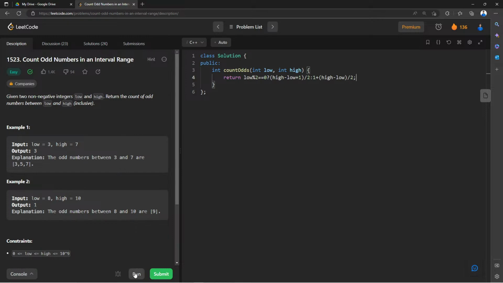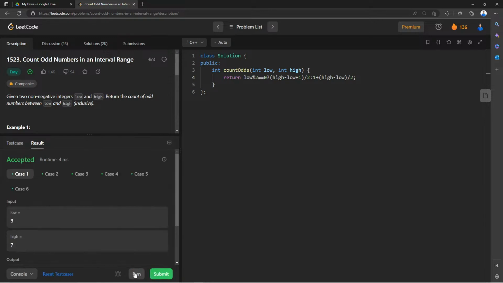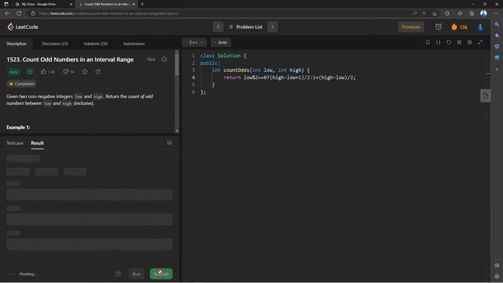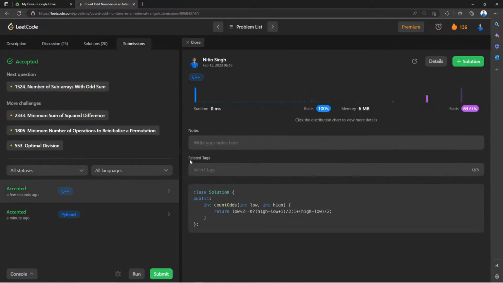If I try to run this code, it should pass all the test cases. Let's see this. You can see that. And if I try to submit this code, definitely it's going to submit as well. And here you can see, guys, right?